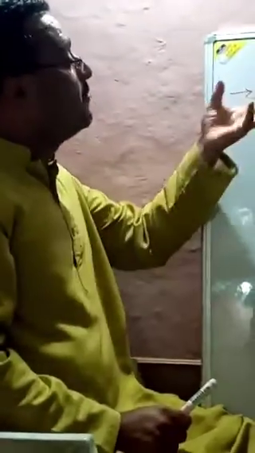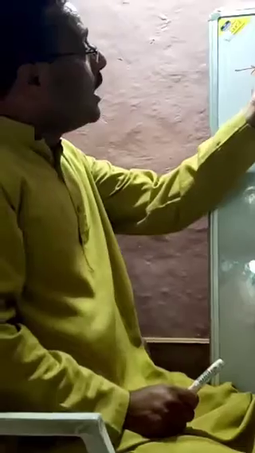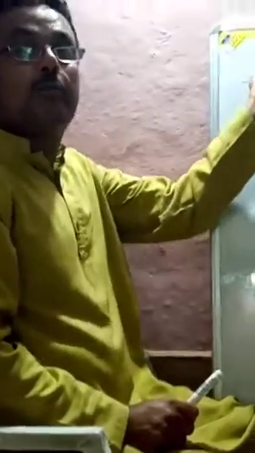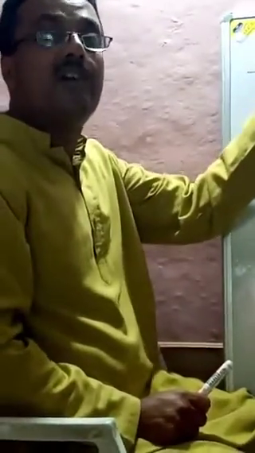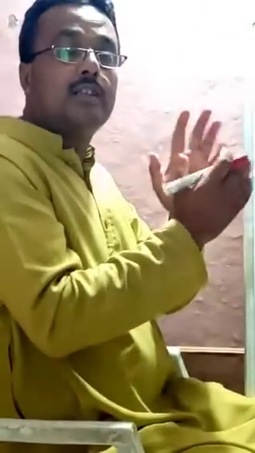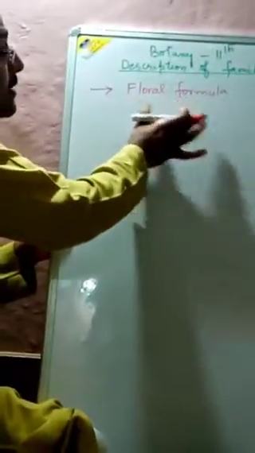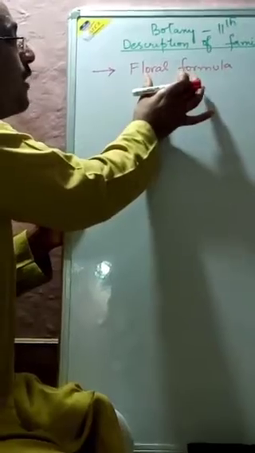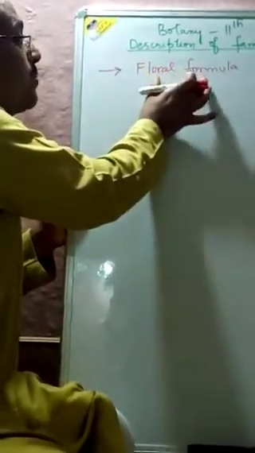Floral formula means here we use certain symbols in order to describe various parts of the flower, that is the various whorls of the flower. Also, whether they are free, how they behave, we describe completely by means of a formula, which is known as the floral formula, in which we may use certain symbols.